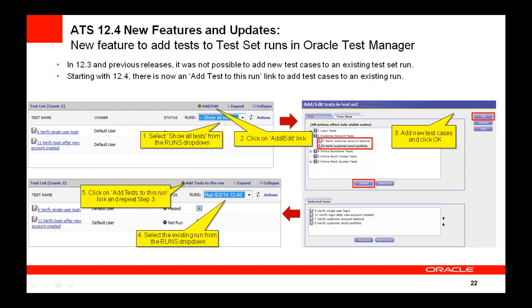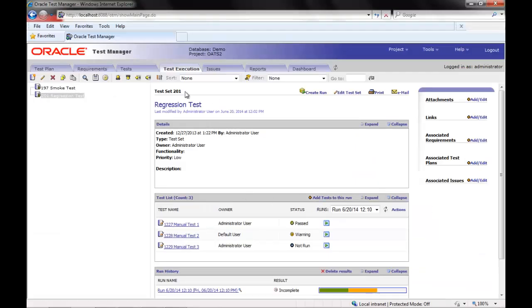I will now go over this process in Oracle Test Manager. Here we have a test set called Regression Test with 3 test cases. There's already a test run created for this, and we want to add more test cases to this existing test run. To do so, select Show All Tests from the Runs dropdown. Click on Add Edit link.